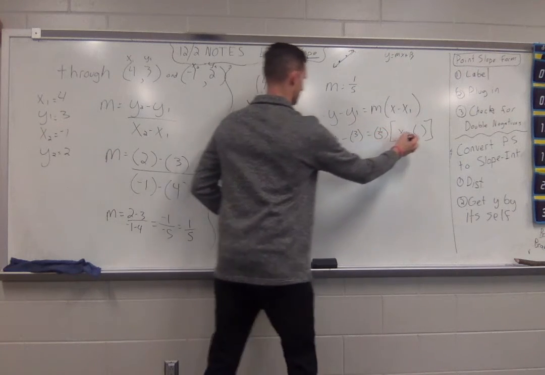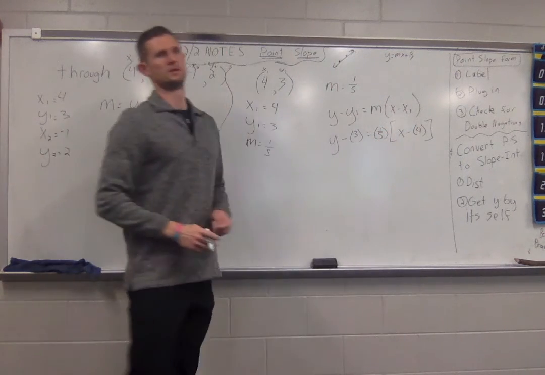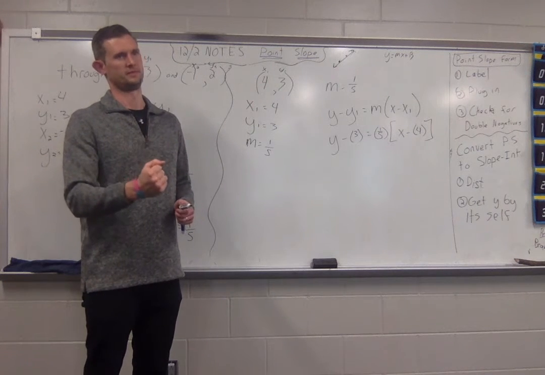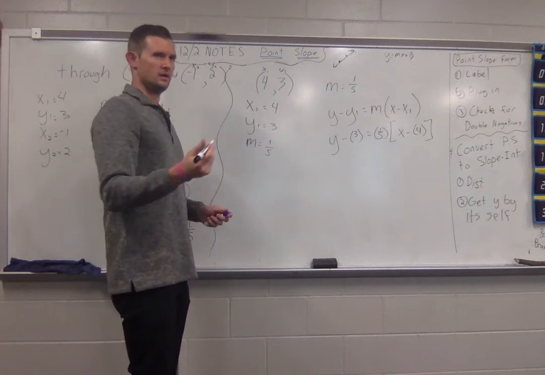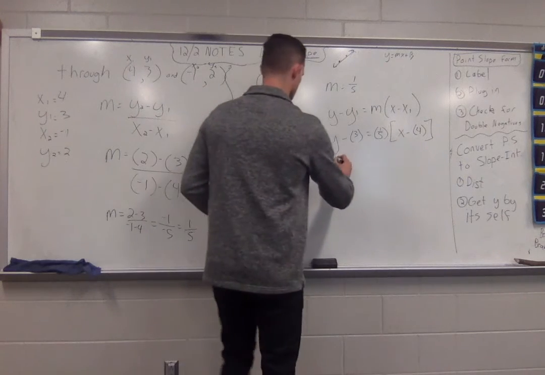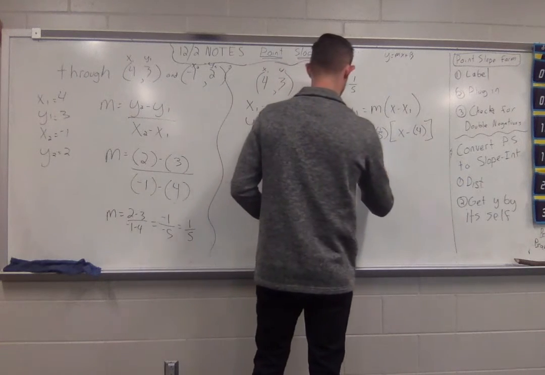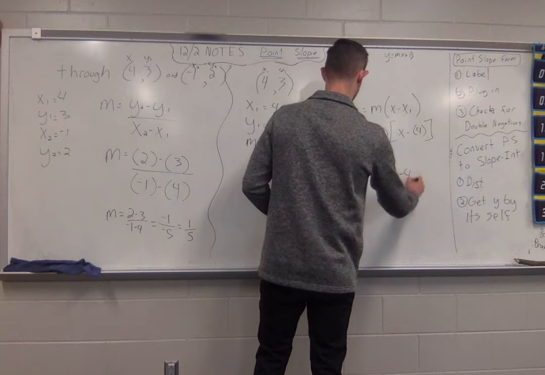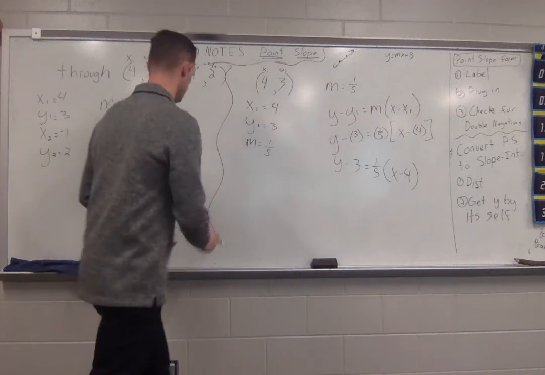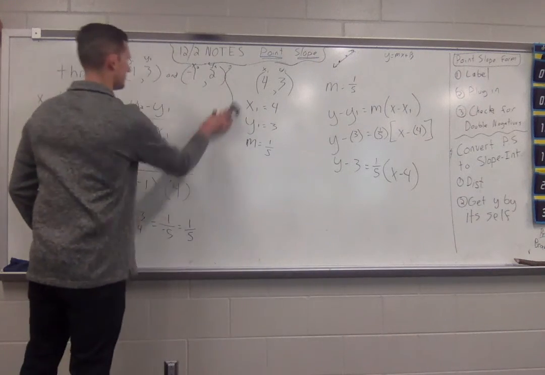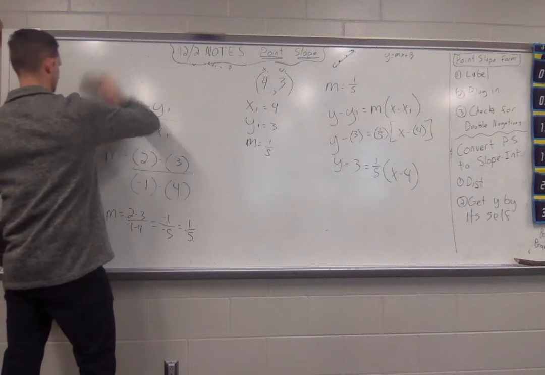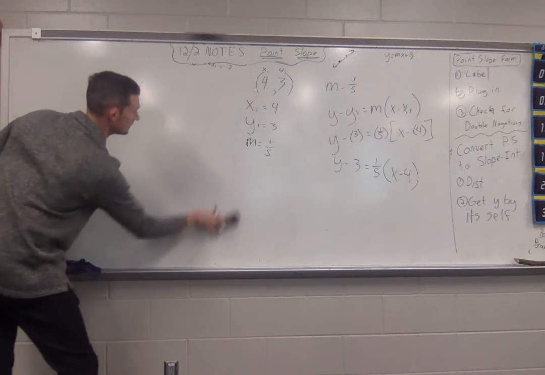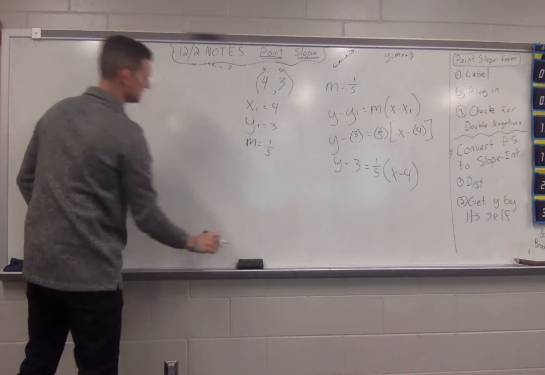3, 1/5, 4. Haley, what do I need to check for? Do I have any double negatives? No. This is just y minus 3 equals 1/5 x minus 4. We've converted it to point slope formula, but we're not done. What do we got to do? Put it in slope intercept. Yep, it needs to be in slope intercept.